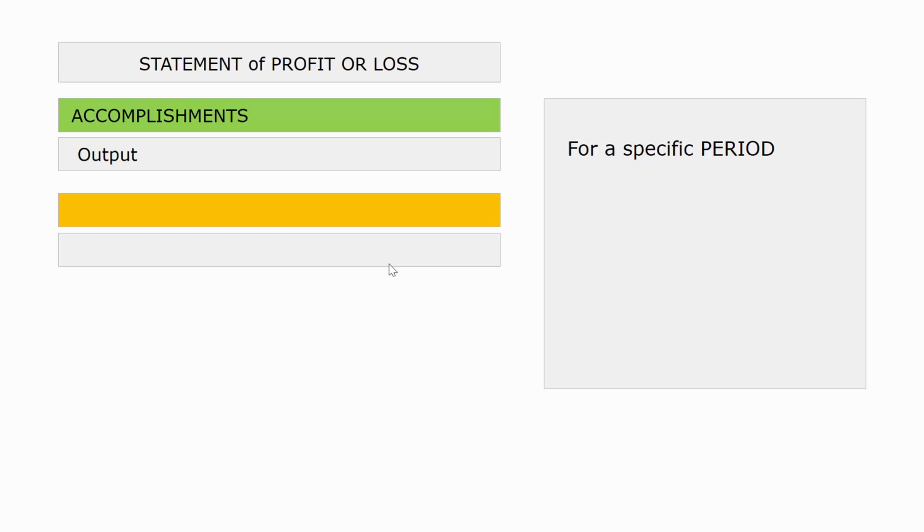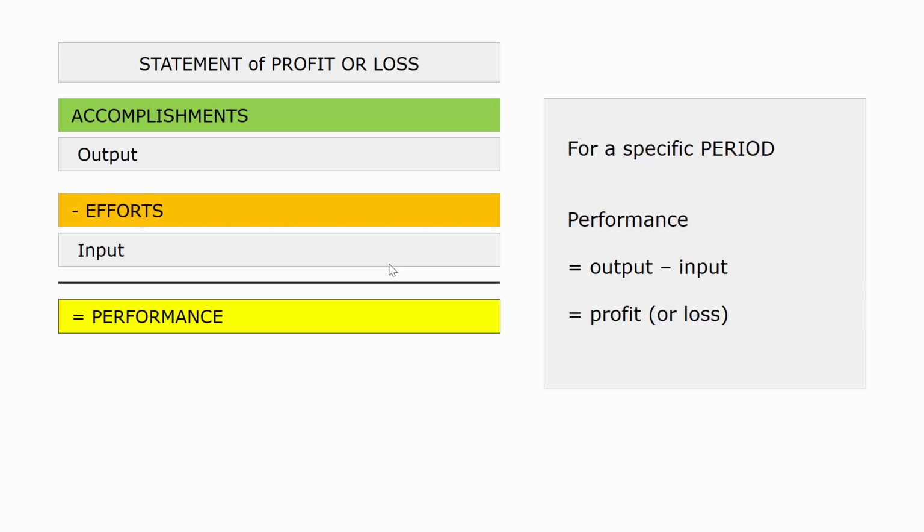This is the output of the company's activities, and the company's efforts or inputs used to achieve that output. The difference between output and related inputs is a measure of the company's performance during that period. If the monetary value of the output is larger than the monetary value of all efforts incurred, the company generates a profit for the accounting period.